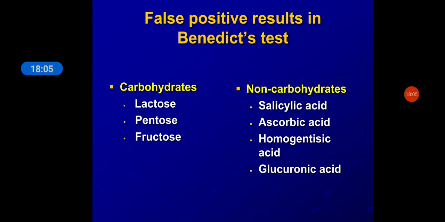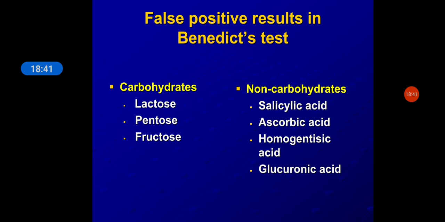Then you have non-carbohydrates, that is, reducing agents and non-reducing agents. So what are the ones which will give you a false positive test? You have lactose, pentose and fructose. Then in the non-carbohydrate category, you have salicylic acid, ascorbic acid, homogentisic acid and glucuronic acid. This is very, very important for you. What are the conditions that will give you false positive and false negative? This is important, so invariably we will ask you in viva.